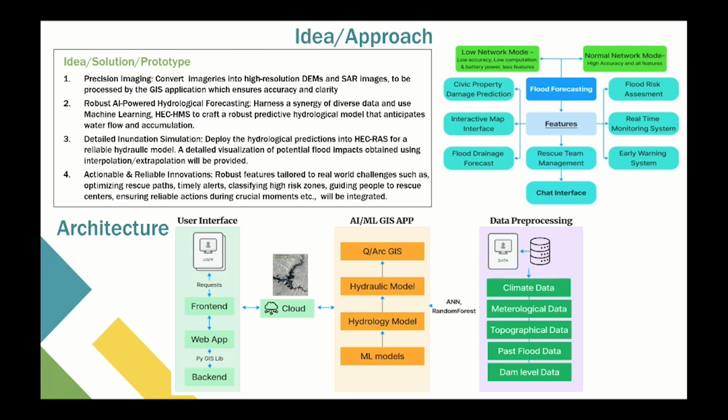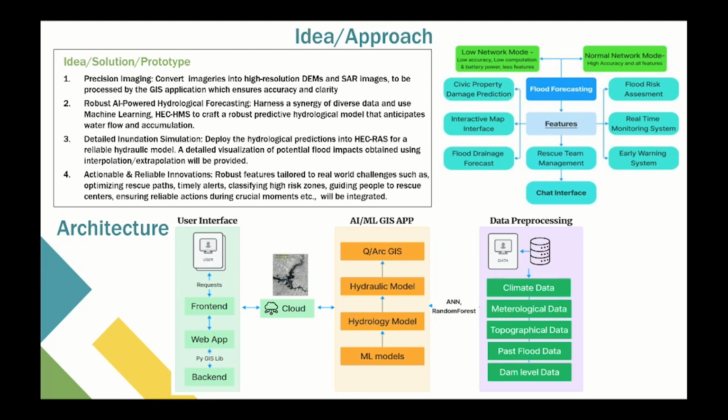We'll also harness a synergy of diverse data and use machine learning and HEC-HMS to craft a predictive hydrological model that anticipates water flow and accumulation. HEC-HMS is a numerical model that is designed to simulate precipitation runoff. It is applicable in a wide range of geographic areas and solves a wide range of problems related to hydrology. We'll also deploy hydrological predictions into HEC-RAS for a reliable hydraulic model.